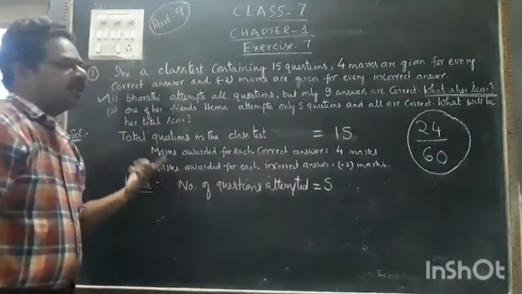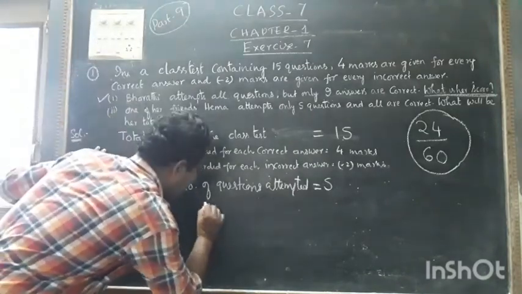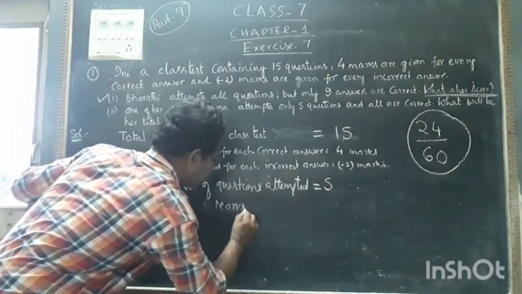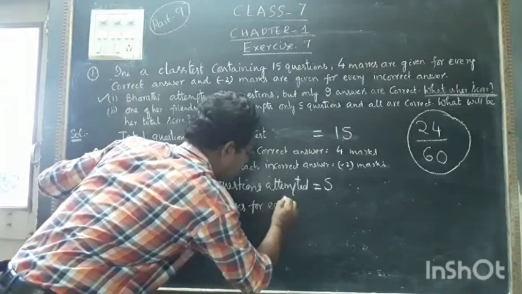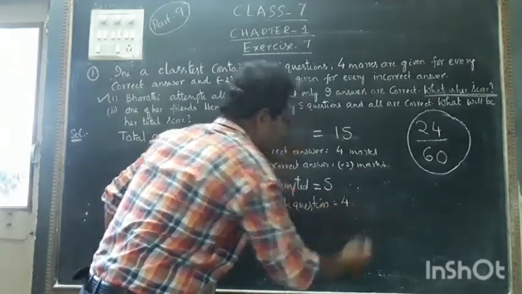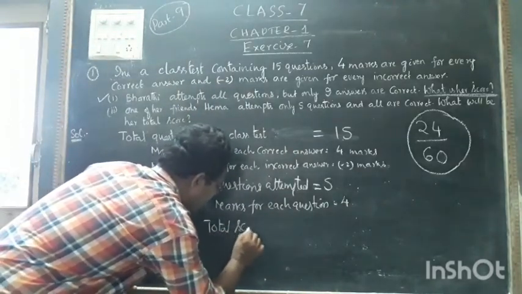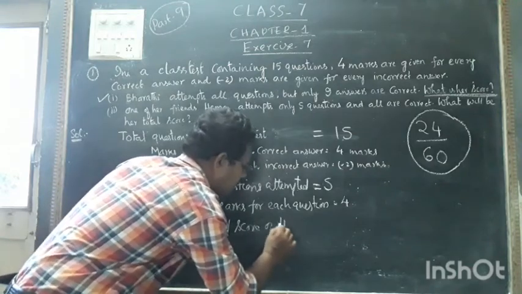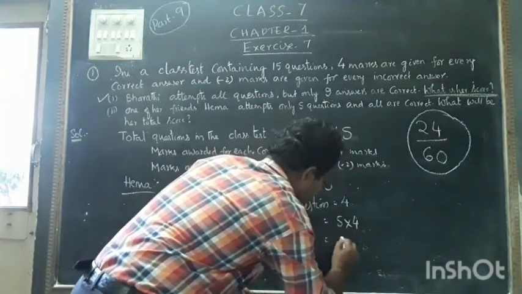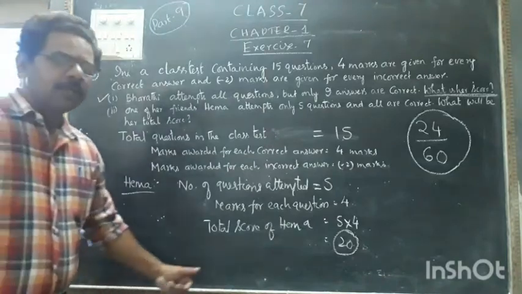So for each correct answer, she will get 4 marks. So marks per each question is equal to 4 marks. Now the total score of Hema is equal to 5 questions into 4 marks. That is nothing but 20 marks she got. Her score is equal to 20 marks.